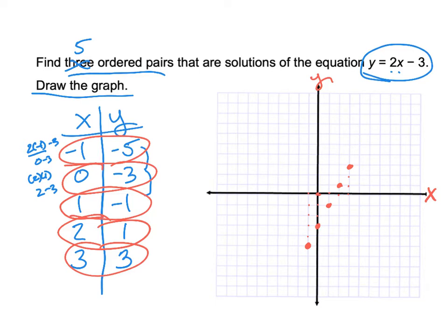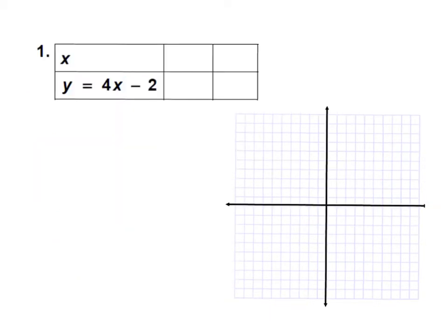Now, the best part is hopefully you guys can make a straight line, but what you're going to do is connect all those dots, go all the way through the graph, and if you can make it a straight line, please make it a straight line. And we graphed it. That's what we are going to do. We're going to do the same thing.